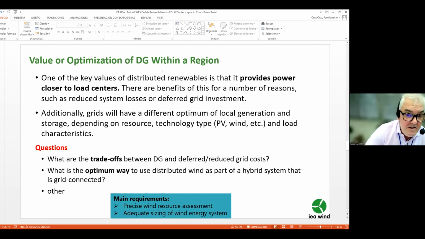Value of optimization of the distributed generation within a region. This is very important in order to get a critical mass, as has already been mentioned, especially related to the operation and maintenance of this kind of solution, in order to reduce the cost of these activities.